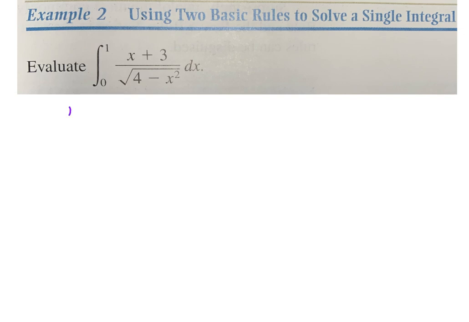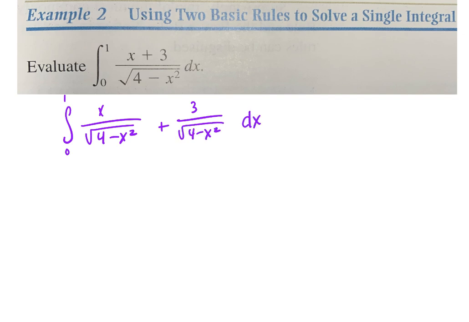And so I can rewrite this guy as x over the square root of 4 minus x squared and 3 over the square root of 4 minus x squared. And then I can actually use two different methods for those. I can use one method for the one that has the x on top, and I can use another method for the one that has the constant on top, all right? For the one that has the variable, I can just use u substitution.